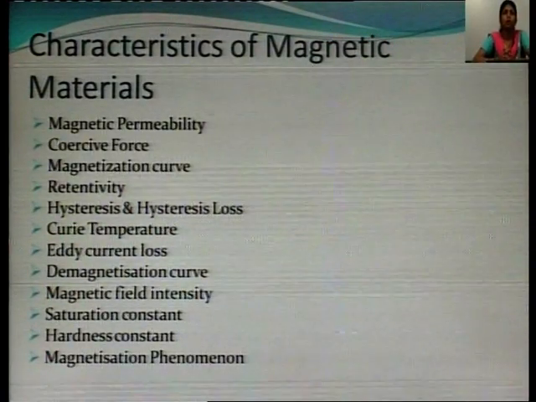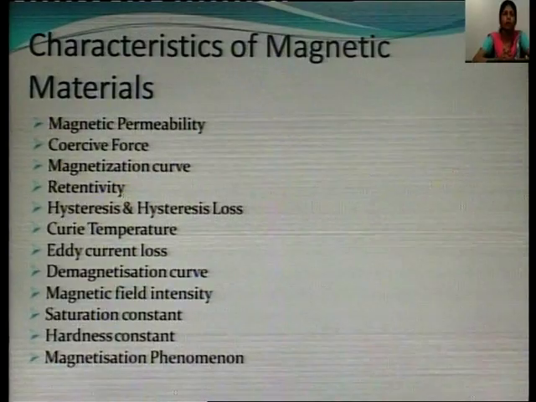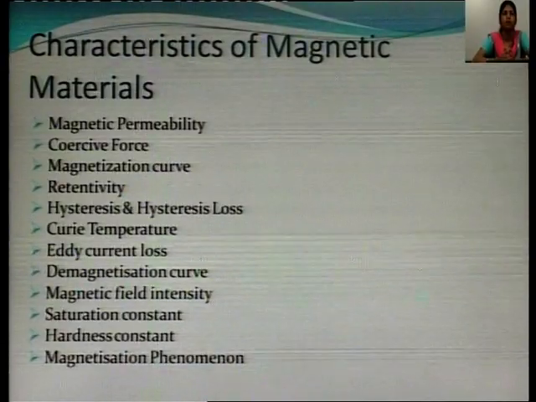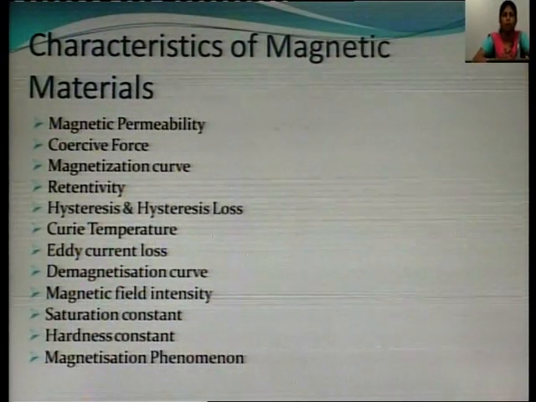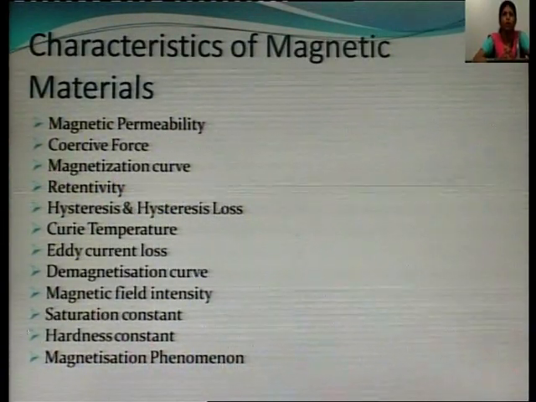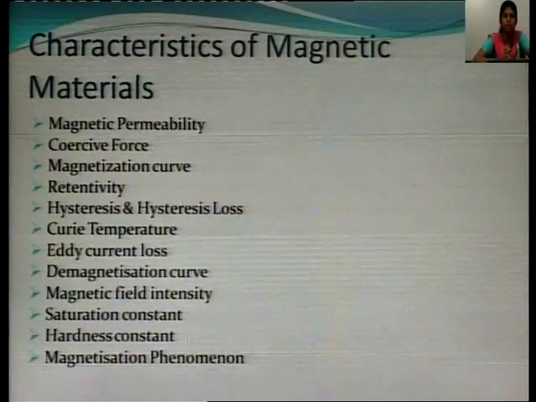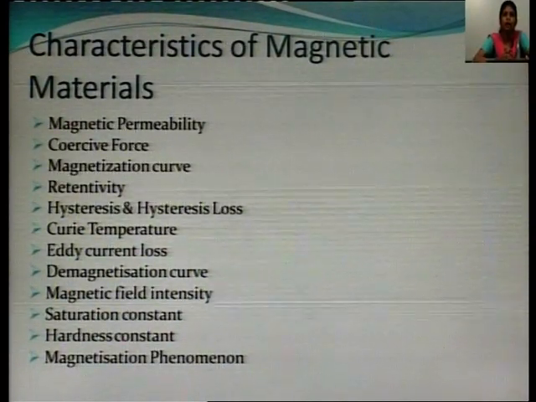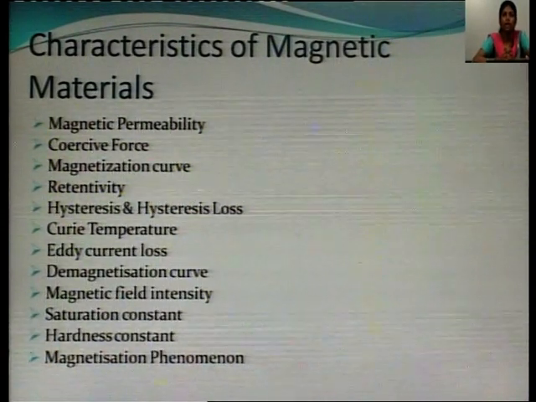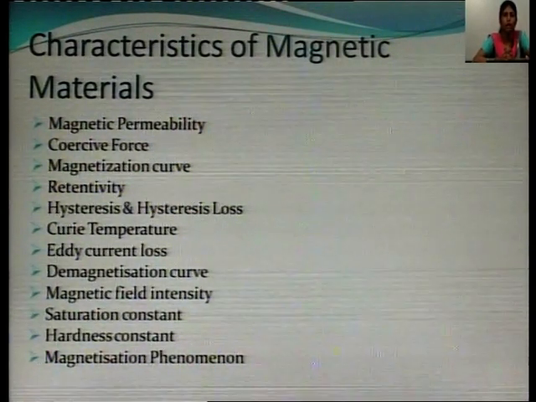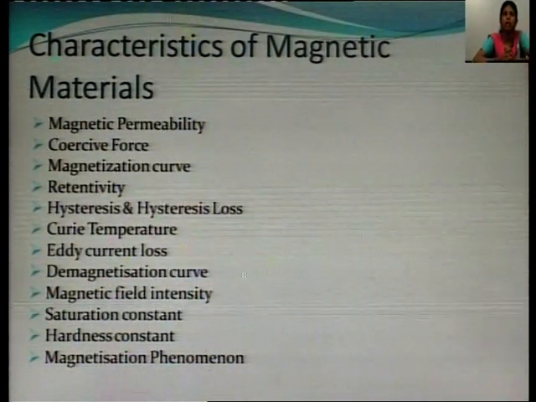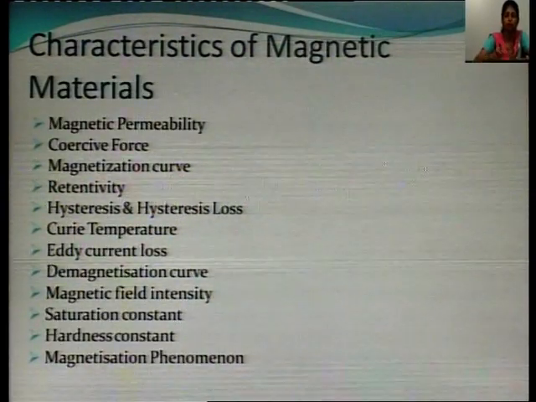Now next is, what are the characteristics of a magnetic material? There are a number of characteristics. Let us discuss. First is magnetic permeability. Second is coercive force, magnetization curve, retentivity, hysteresis and hysteresis losses, Curie temperature, eddy current losses, demagnetization curve, magnetic field intensity, saturation constant, hardness constant and magnetization phenomena. So let us discuss each of these characteristics one by one.